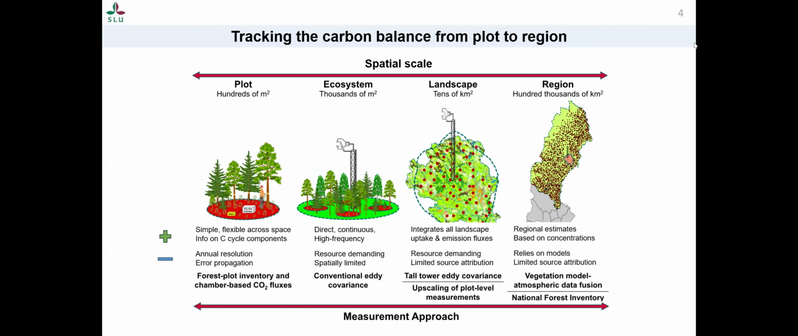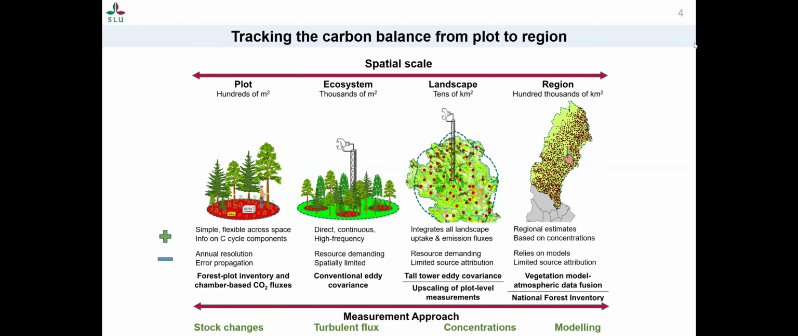Most of all, they fundamentally differ in the principle that they use to estimate the carbon balance. Some of them operate by quantifying carbon stock changes. Others estimate the turbulent exchange of air between land and the atmosphere. Others are based on concentration measurements in the atmosphere, and some of them rely heavily also on modeling components. So the question is then, how do these different measurements at the different scales compare?